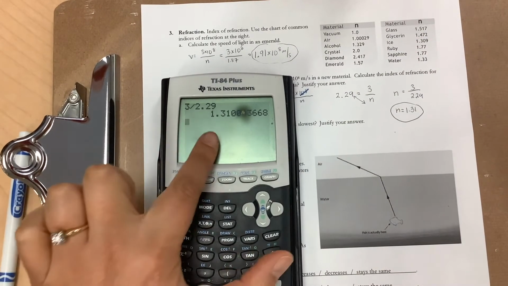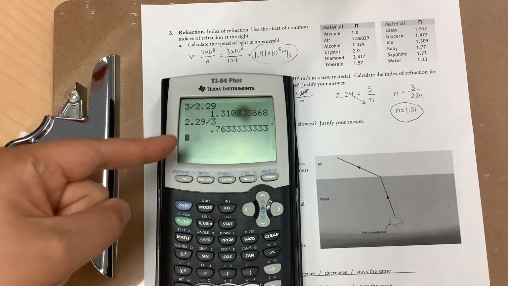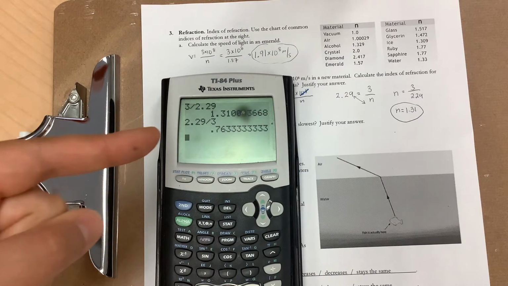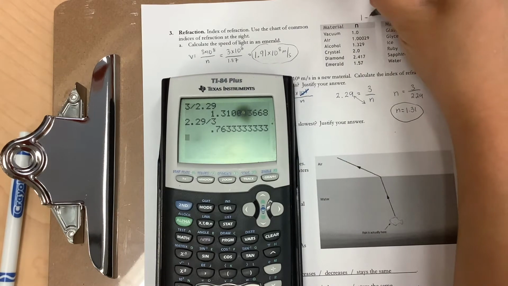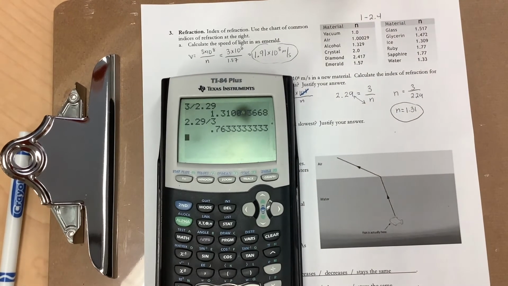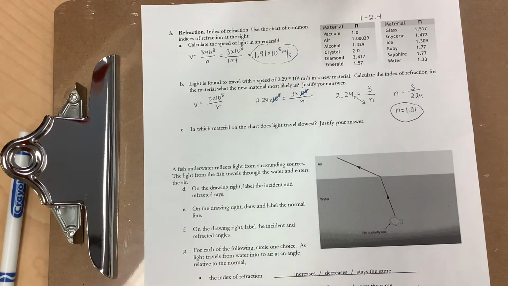If I had a number that was too small, let's say I accidentally did my division in the wrong order, that's an unreasonable number. That's too low for an index, because index has to be between 1 and about 2.4. If I accidentally multiplied instead of divided, that number is too big. So check at the end of the problem if your index of refraction is reasonable.